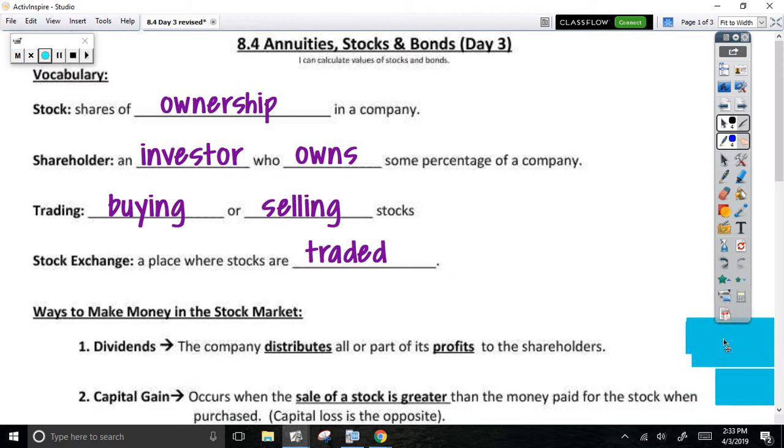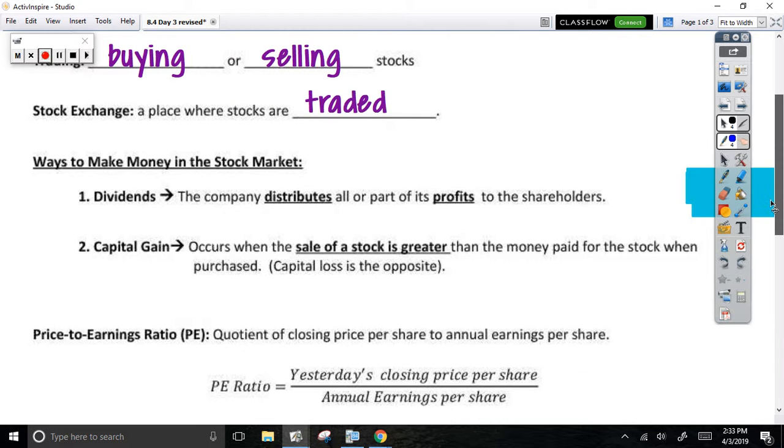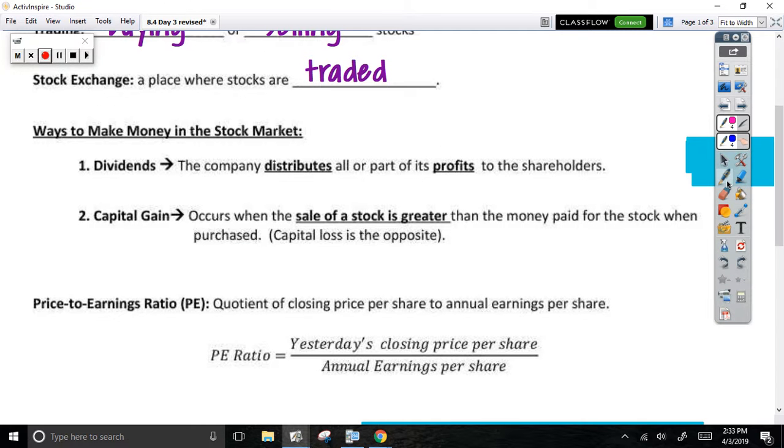All right, now the next thing is probably the most important because there's a question on your next quiz that says, how can you make money in the stock market? There are two ways. One is dividends, which is when the company distributes all or part of its profits to the shareholders. So let's say a company earns $1 million and they decide to give $2 to every shareholder to divide it up. It's extra money that you earn in addition to still owning your stock. It's like a bonus. The second way you can make money in the stock market is called capital gain.